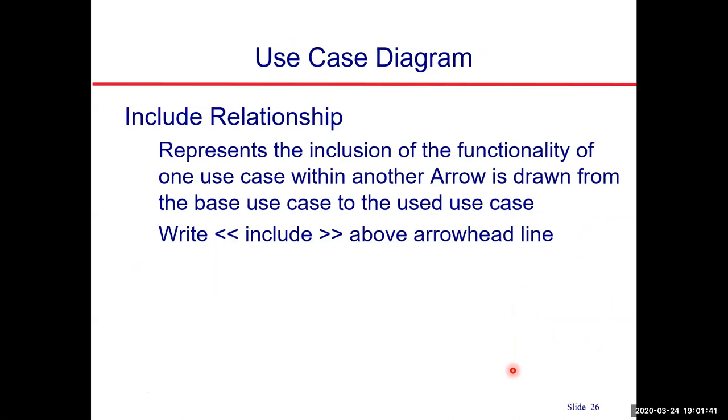Include relationship. Include relationship represent the inclusion of the functionality of one use case with another. Arrow is drawn from the base use case to the used use case, right? Include above arrow line.